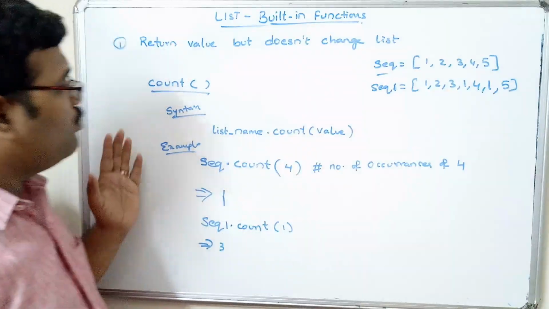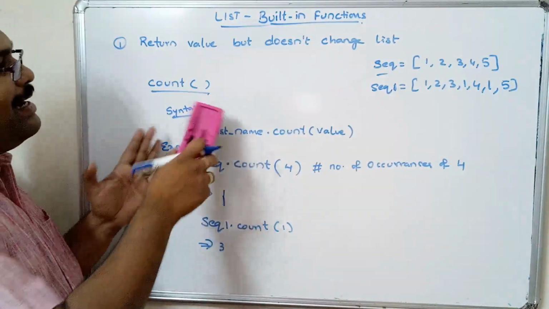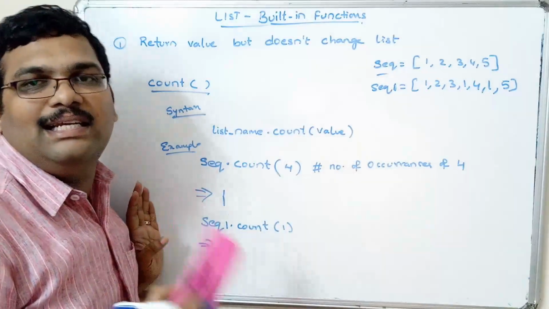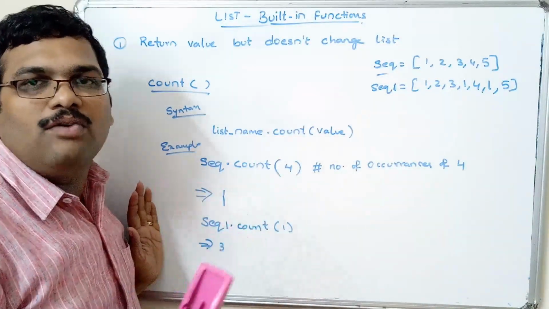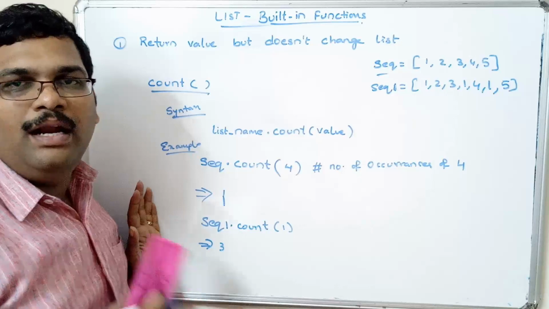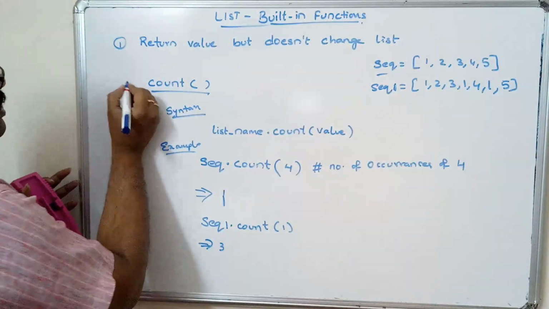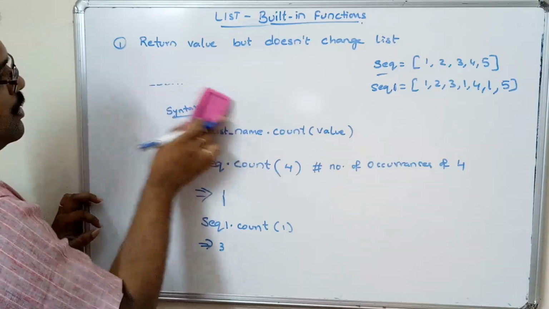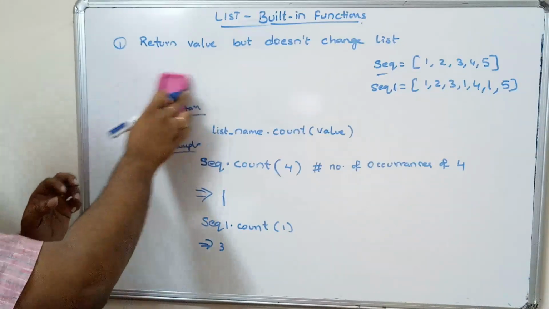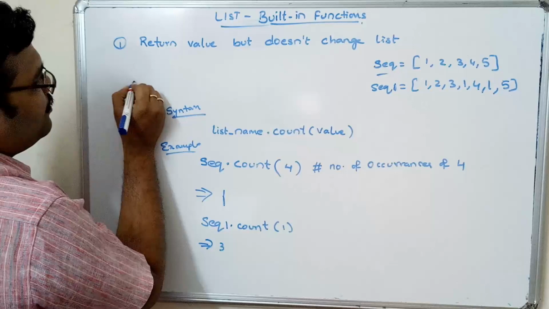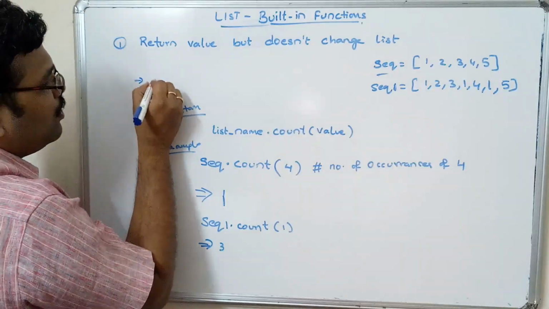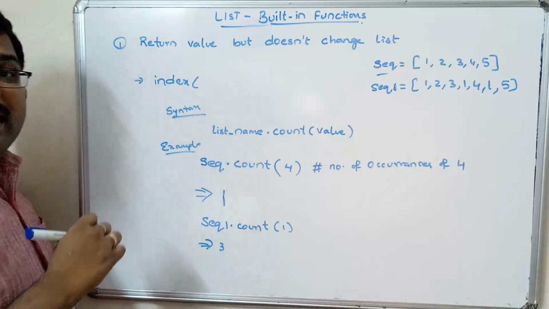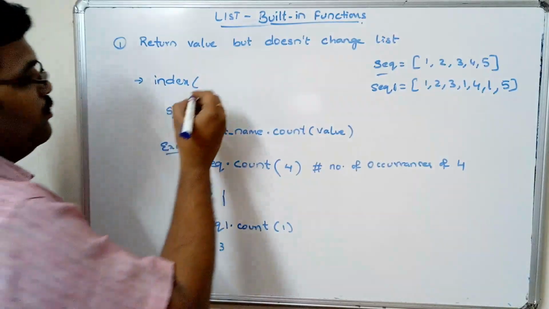Hope you understood this count. So this will return some value but it doesn't change the existing list. It will just return a count value. Right? Next. So this is the first one. Let us see the second one. So the second one is index of value.